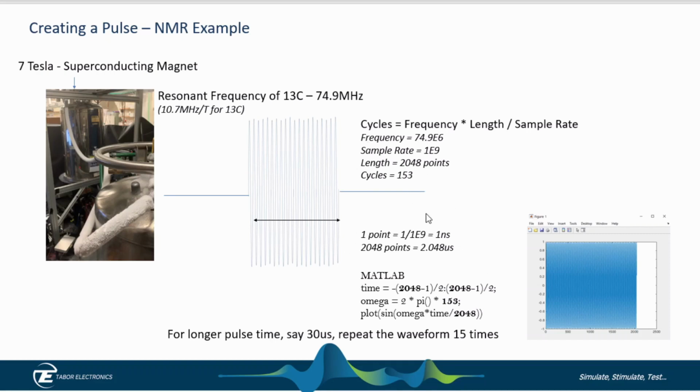For reference, 1 point at 1 gigasample is 1 nanosecond, so 2048 points is 2.048 microseconds, so that's the length from here to here. Now if I want to do a longer pulse, say 30 microseconds, I will just repeat that waveform 50 times. I have some MATLAB examples. We have a GitHub page, and you can download all these examples from there. But this is the MATLAB code that we would use to do this.